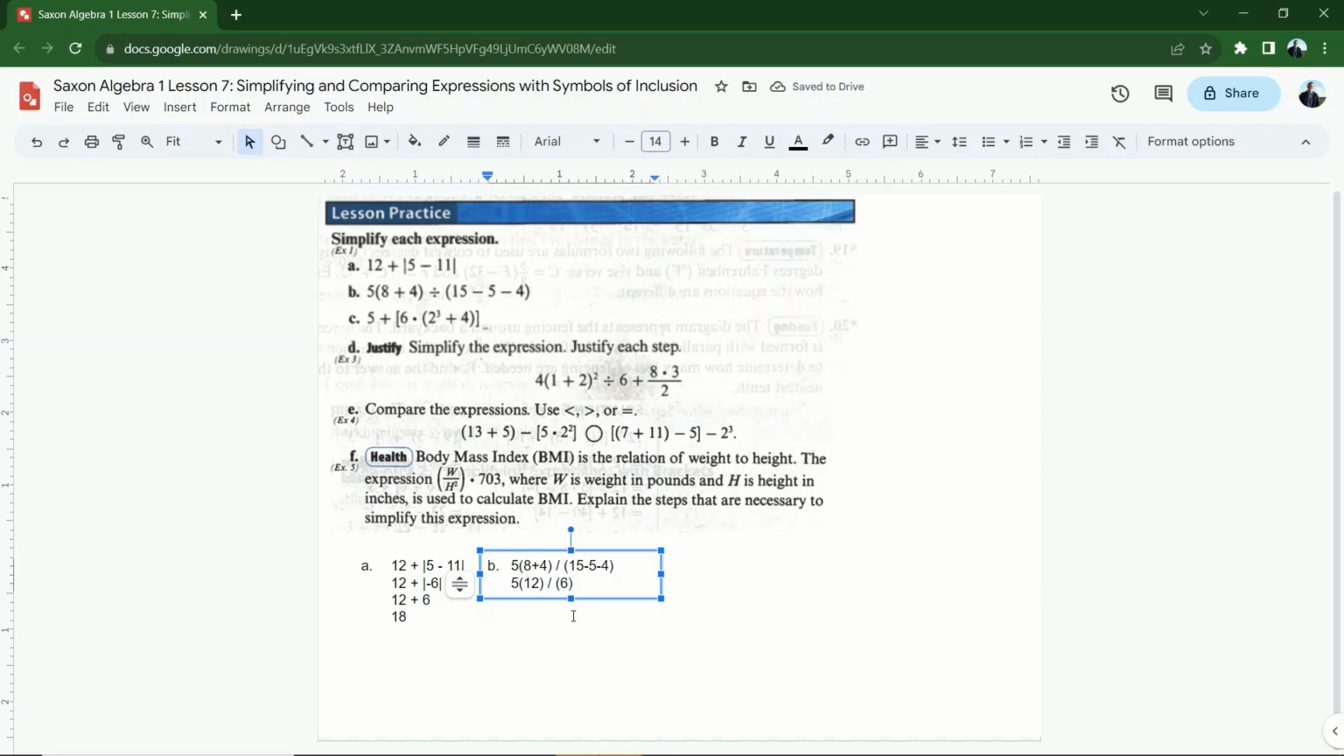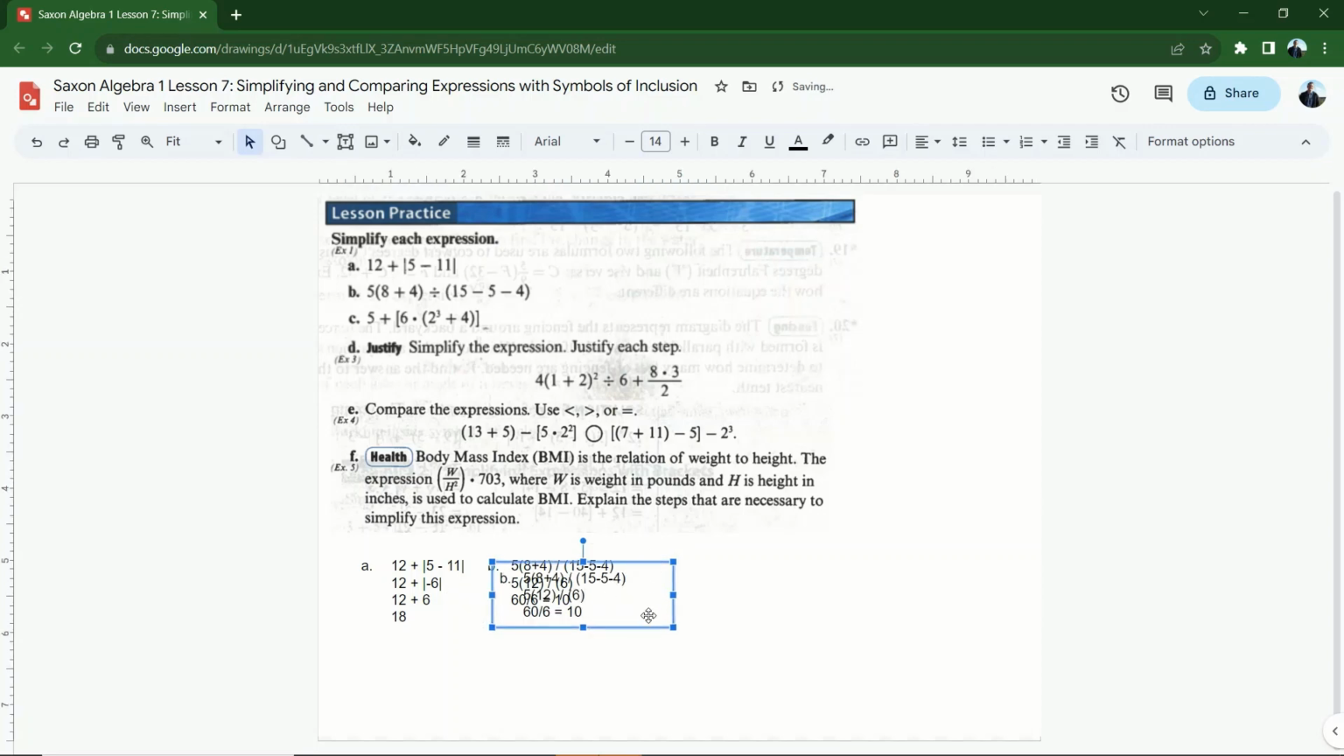Now I work from left to right with multiplication and division. 5 times 12 is 60. So it's going to be 60 divided by 6. 60 divided by 6 equals 10. The answer for letter B is 10. Let's move on to letter C. Letter C is actually one that requires a little bit more thinking. It's not really hard, but it does require just a little bit more thinking than the previous one.